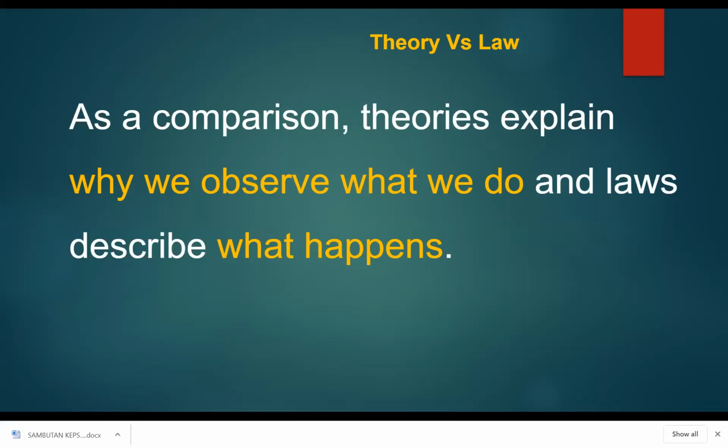So when we are talking about the theory and the law, I think it's easy for us to differentiate between the hypothesis and the theory and law. A hypothesis is a different thing because it is only a guess or prediction. But theory and law are pretty similar. They are almost the same, with a very small difference between them. That's why we have to understand very well the differences between theory and law. Here I'm writing some of the differences. As a comparison, theories explain why we observe what we do, and laws describe what happened.